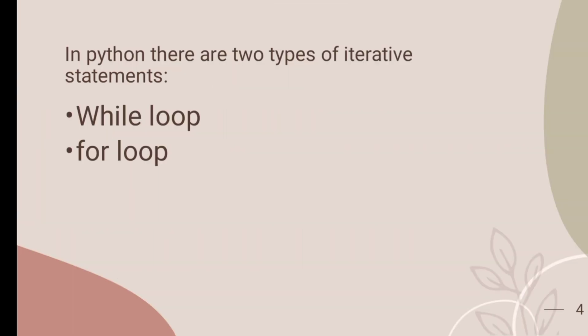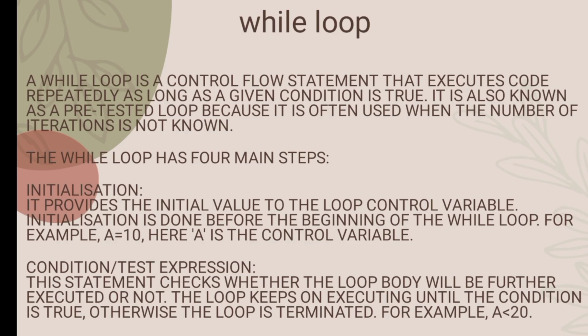In Python, there are 2 types of iterative statements. First is the while loop and second is the for loop. We will study each loop one by one. So first is the while loop. What is a while loop?